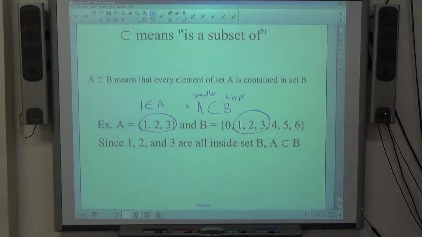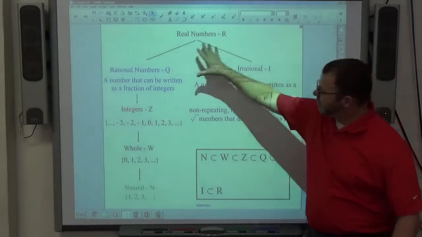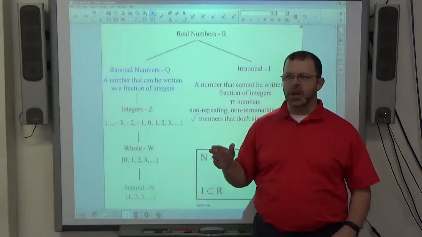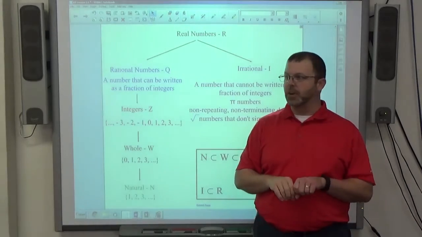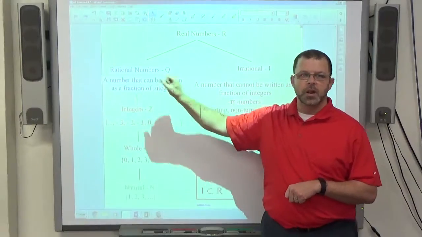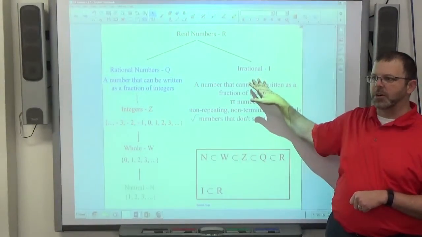So, looking at the set of real numbers, let's focus on this part of it first. The first breakdown of real numbers is that numbers can be broken down into two specific groups. The first group is the set of rational numbers. The second group is the set of irrational numbers.